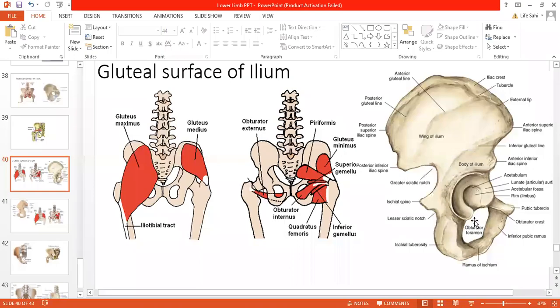The capsule for the hip joint, like all the other capsules of the synovial joints, gets attached over the margins of the acetabulum here.